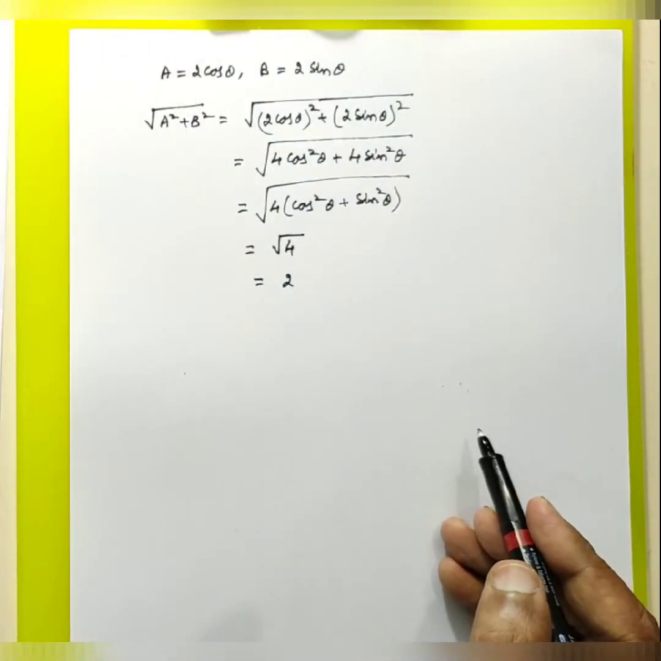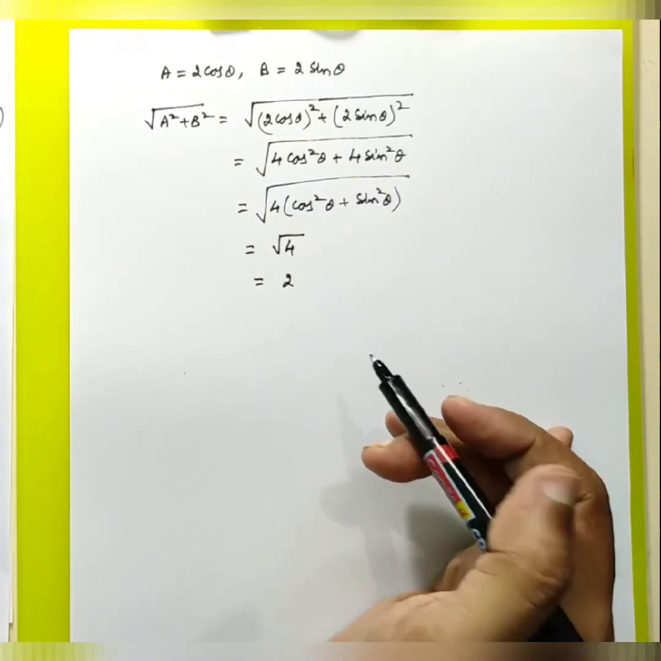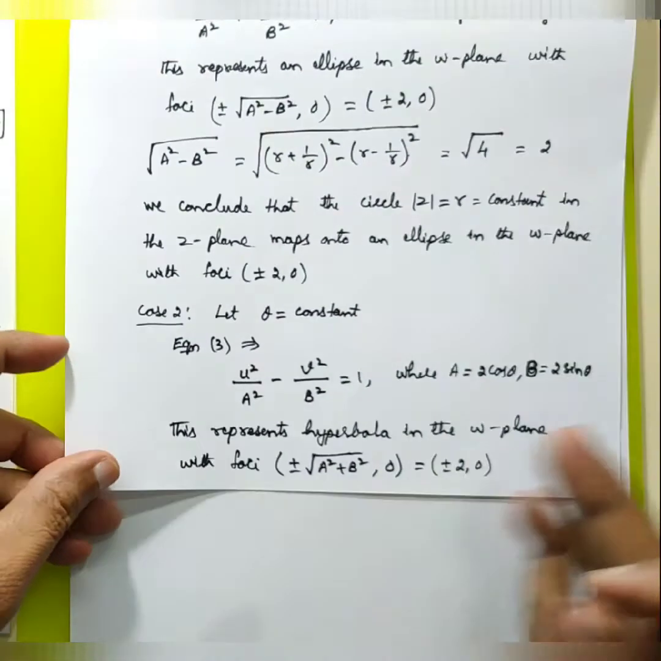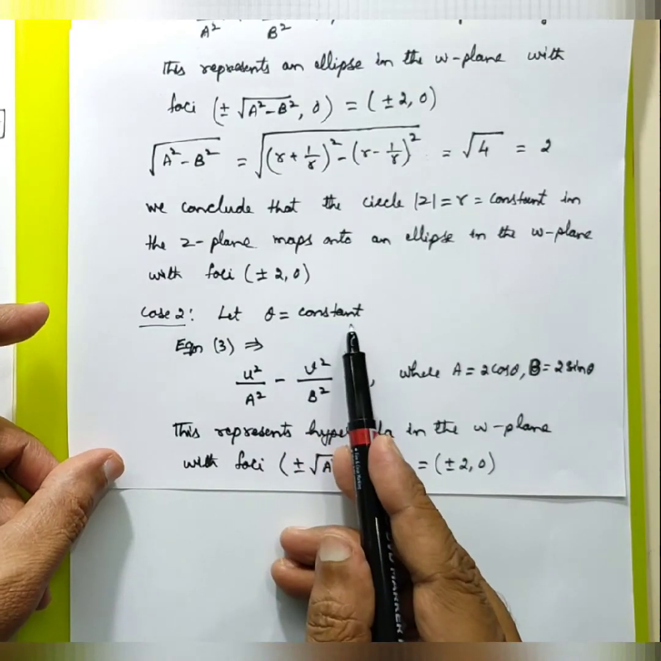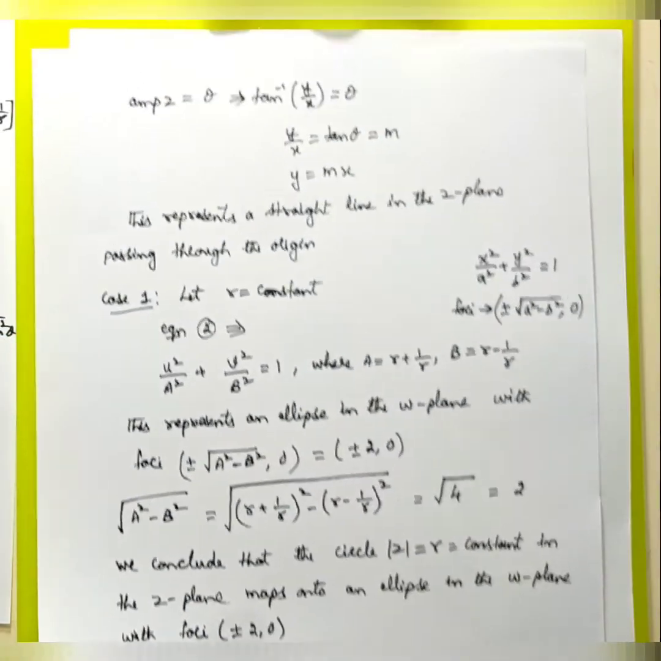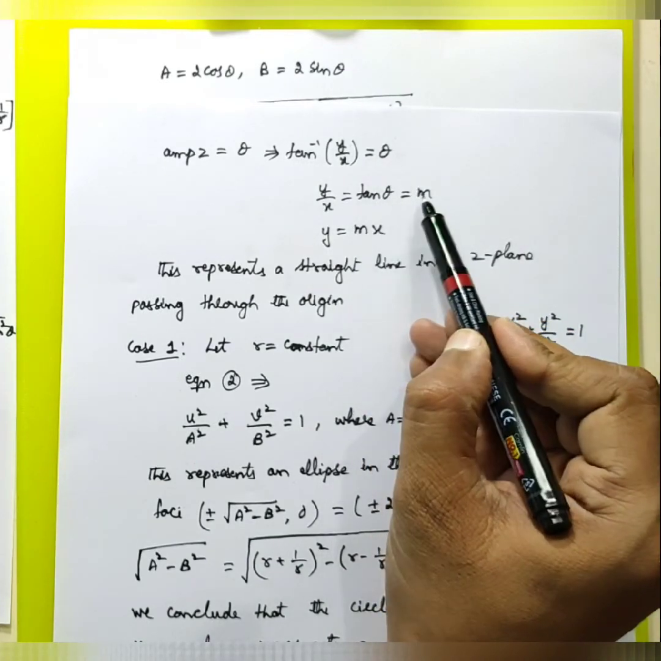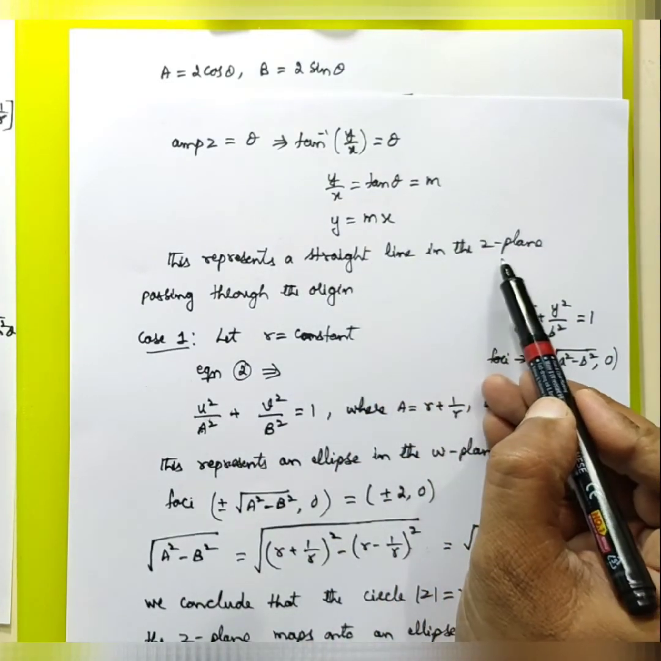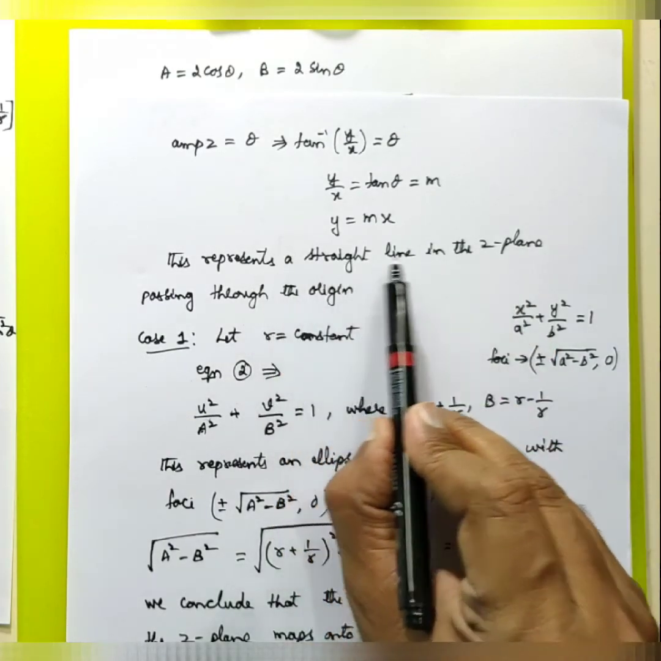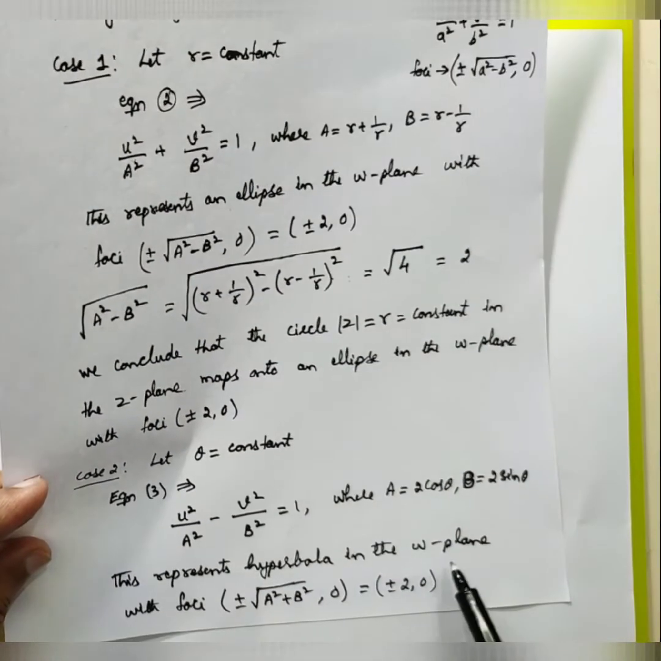So what does this represent? This represents the hyperbola in the W plane. For this I have taken theta equal to a constant in the Z plane. If you remember, when theta is taken as a constant, tan theta is a slope, which represents a straight line in the Z plane. So this straight line in the Z plane is now mapping into the hyperbola in the W plane.